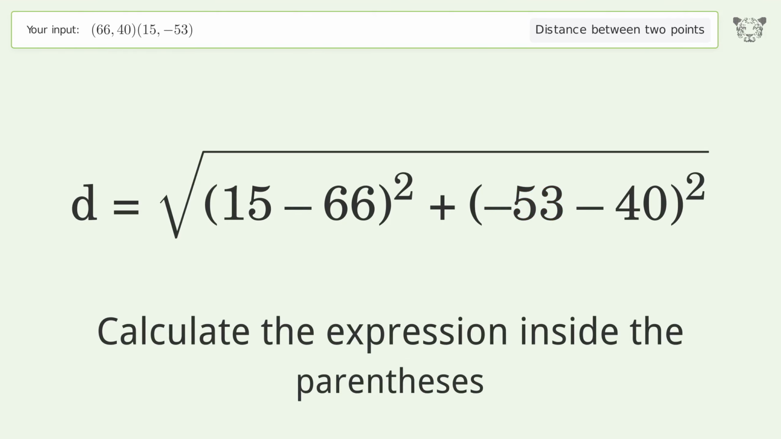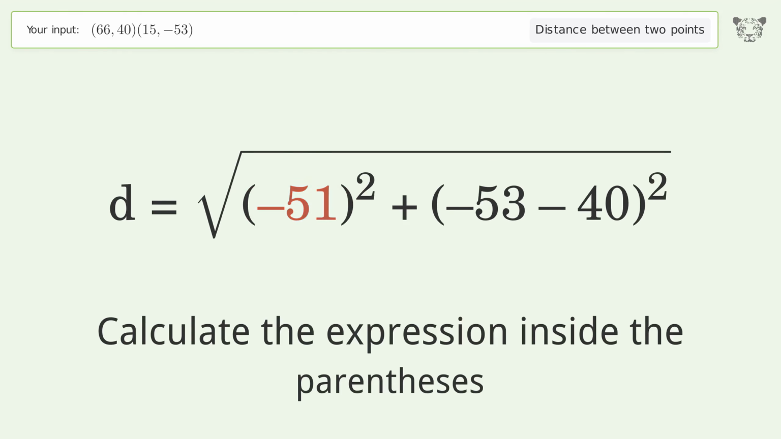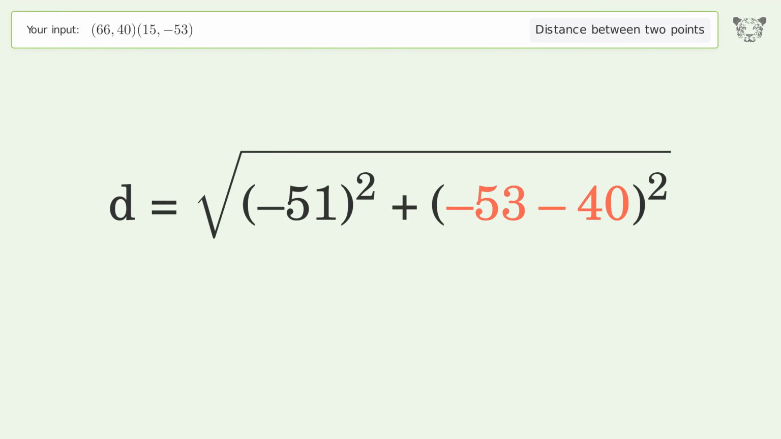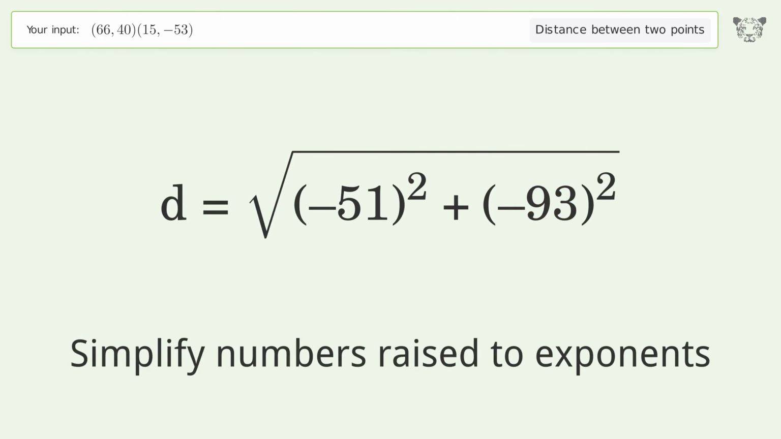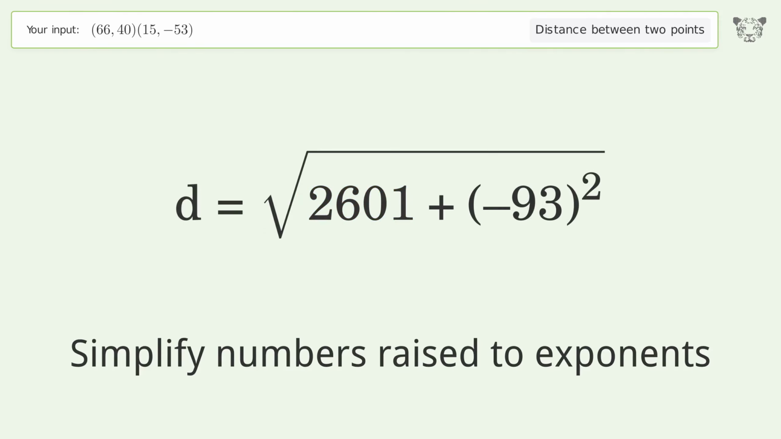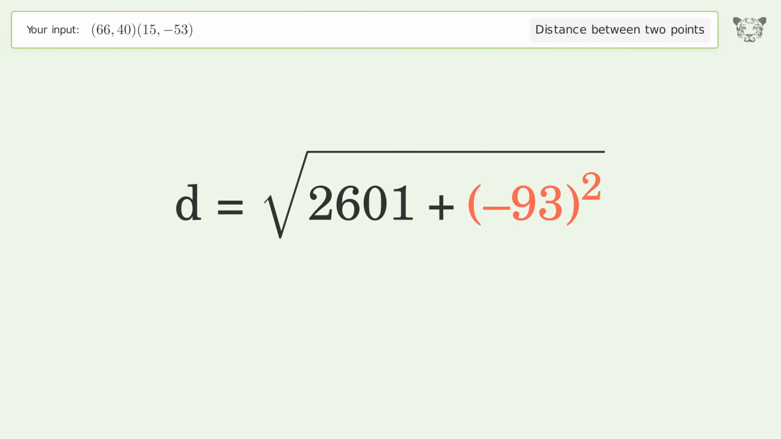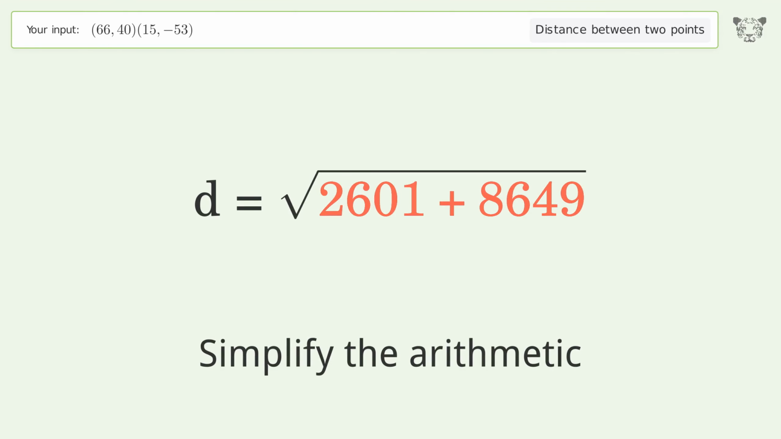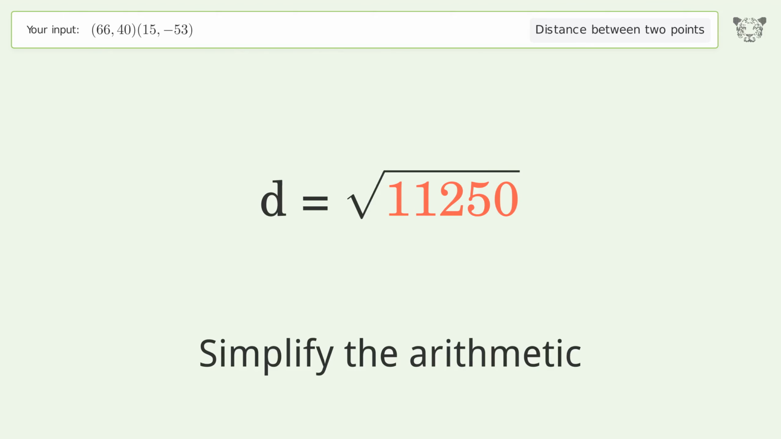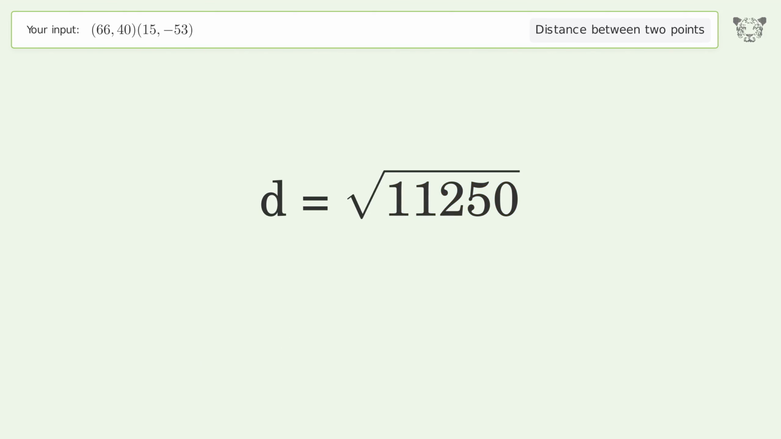Calculate the expression inside the parentheses. Simplify numbers raised to exponents. Simplify the arithmetic. And so the distance between the 2 points is the square root of 11,250, or 106.066.